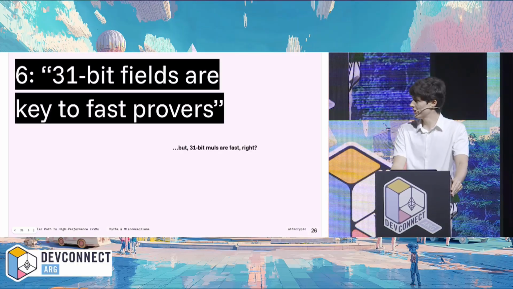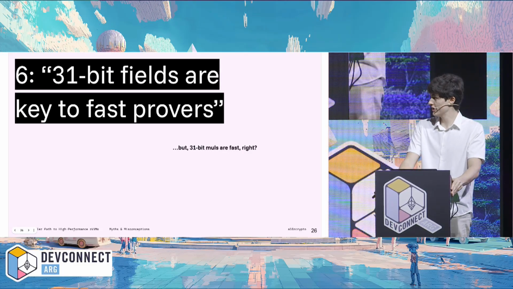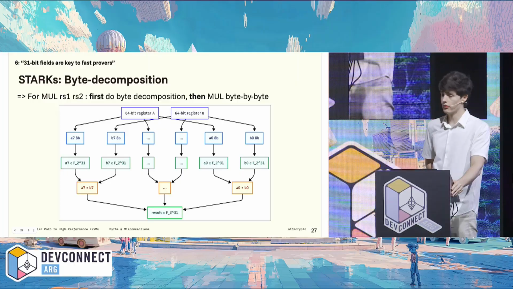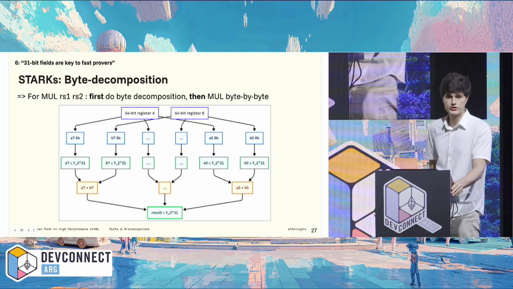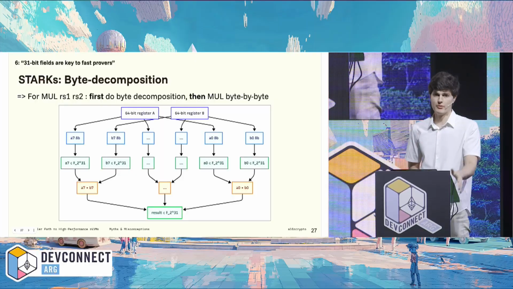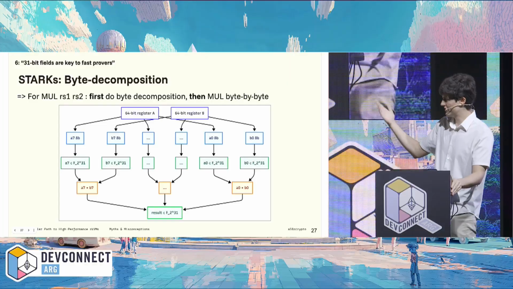We have one more point that we will make today. The prevailing approach that a lot of Stark provers use is that of 31-bit fields. Say you have a mul rs1, rs2 instruction. What do Stark provers do today? Because 16-bit by 16-bit multiplication overflows a 31-bit field, you have to do this byte decomposition.